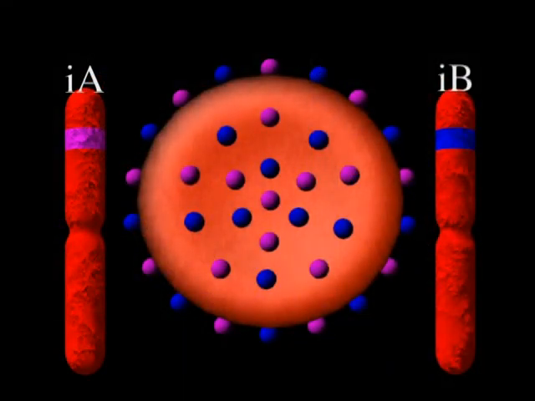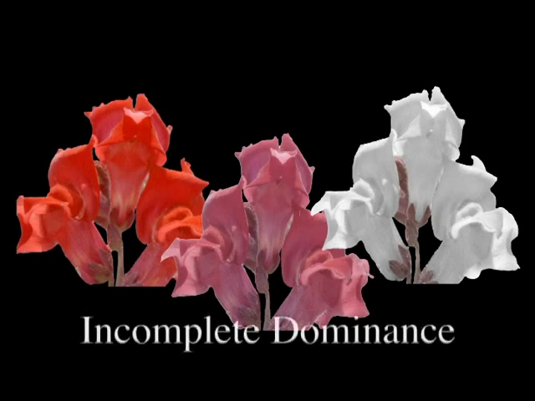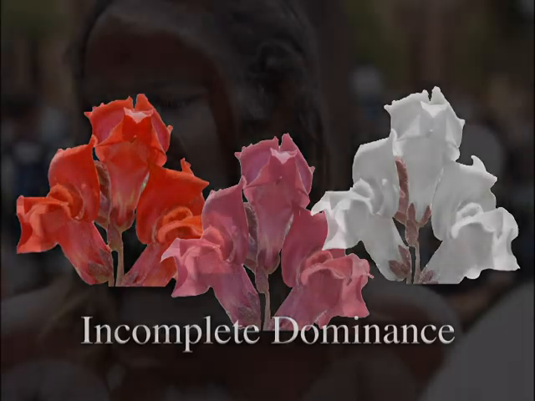However, if IA and IB alleles are paired, both A glycoprotein and B glycoprotein protrude from the surface of an individual's blood cells. Since both A and B glycoproteins are present in approximately equal amounts and maintain their own unique characteristics, they are said to be codominant to one another, while the snapdragon example is considered incomplete dominance because the traits of red and white are no longer discernible as individual colors.